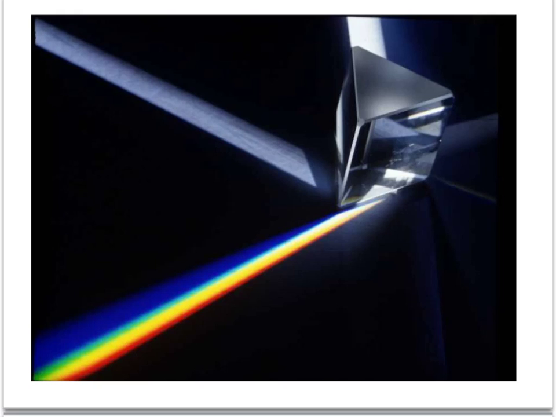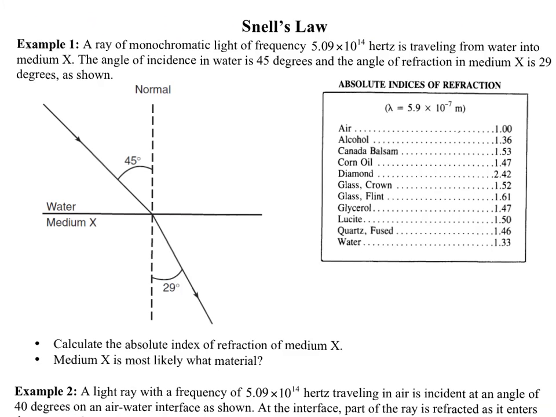And same thing with a prism. It's how a prism is bending the light in one side and out the other and creating those angles. Okay, let's look at a couple of quick practical examples here.